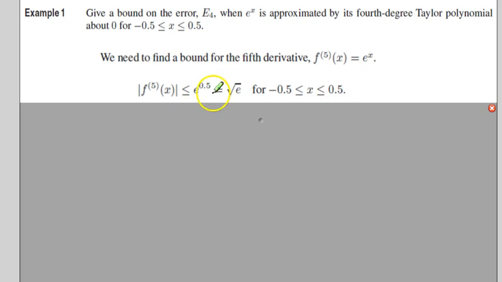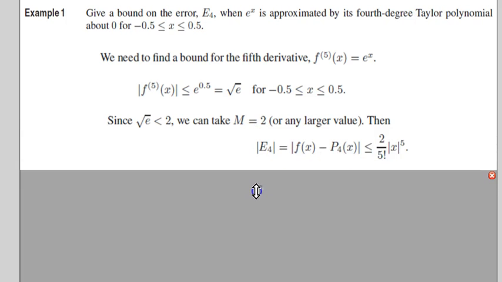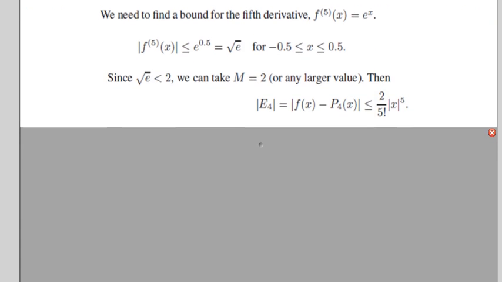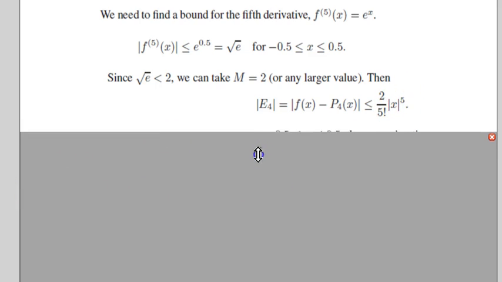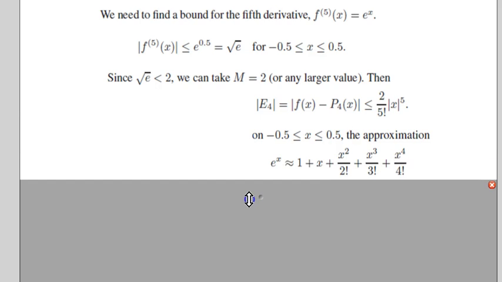That means we pick a value that's the maximum, which is e to the 0.5, since that's the highest our x value can be, because e to the x is an increasing function. So in this case, we're picking the square root of e as our value for m. Since the square root of e is less than 2, we can let m be any number bigger than the square root of e. So we're going to let m be equal to 2, or any other value that's larger than the square root of e. And then we can say that e sub 4 is bounded by, using the same formula, instead of m, we use 2, and n plus 1 is 5, factorial, and x minus 0 to the 5th power. And that is what our error bound is for our 4th degree Taylor polynomial approximation of e to the x, as long as x is in between this range. Okay, so that's how we use it.